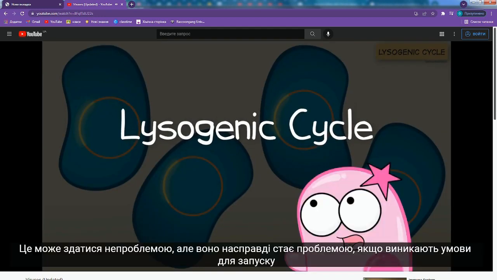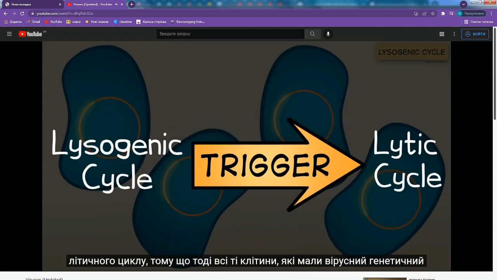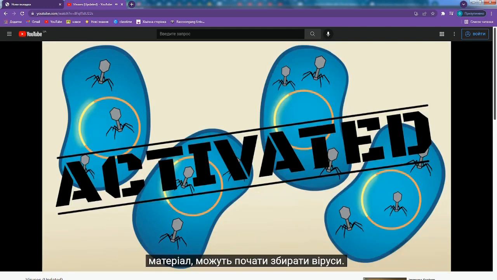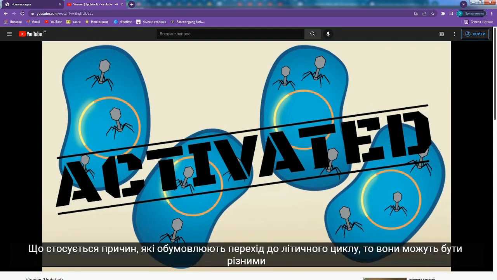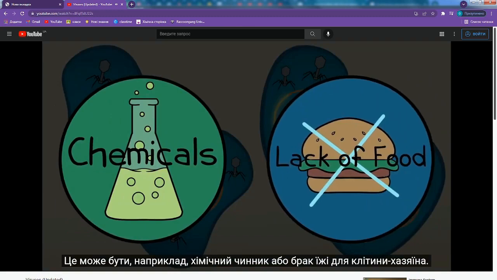That may not seem like a problem, but it really becomes one if the virus gets triggered to go into the lytic cycle from that point, because then all those cells that had the viral genetic material can start assembling viruses. And as far as what triggers it to go into the lytic cycle, it can vary. It could be a chemical trigger, for example, or a lack of food for the host.